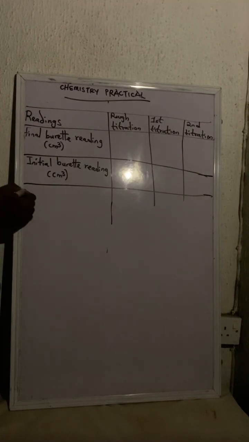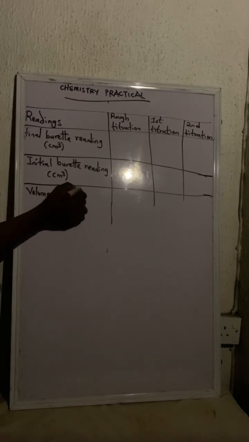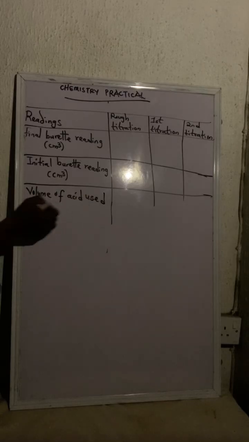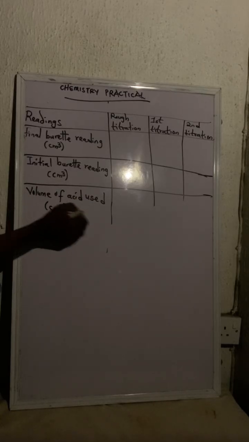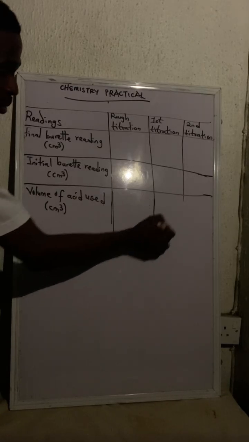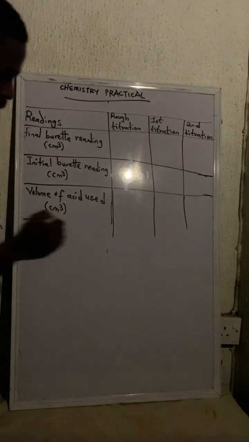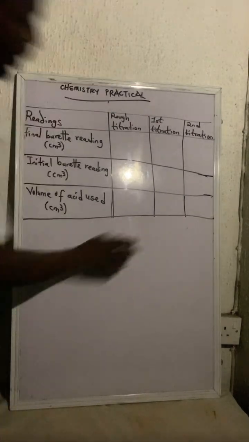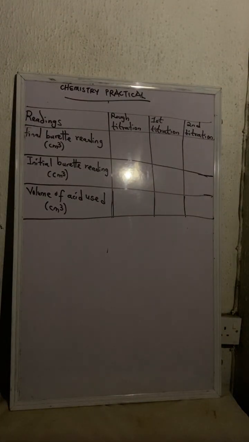Then after the initial, there's the volume of acid used. Put this one too in bracket, centimeter cube. It's all these things. Make sure you follow them very well. Don't miss anything. Don't say there's no time and shortcut it like every other person doing the exam. Write them. That way, the examiner will know you are different from every other person, and they will just give you full marks.